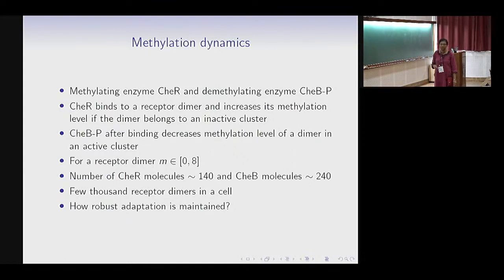However, there is one problem here. The number of KR molecules is very low, only 140. The number of KB molecules is also around 240. Compared to this, there are a few thousand receptor dimers in a cell. Then the question comes of how the adaptation is maintained, because it seems like each receptor dimer has to wait for a very long time to get any attention from an enzyme, which is present in such a small number.